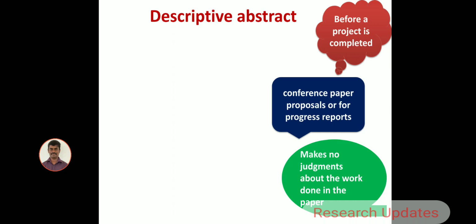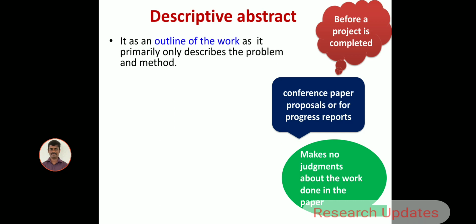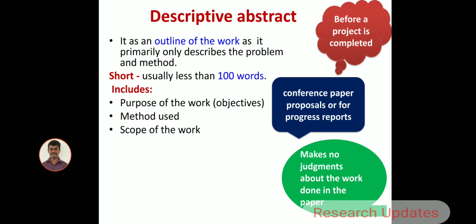First we will start with the descriptive abstract. So what is this descriptive abstract? It is an outline of the work, as it primarily only describes the problem and the method. Usually it is very short, which will be less than 100 words.